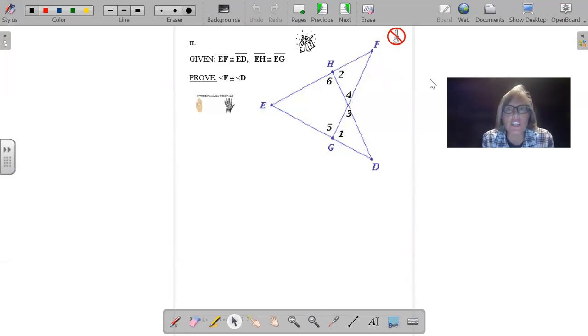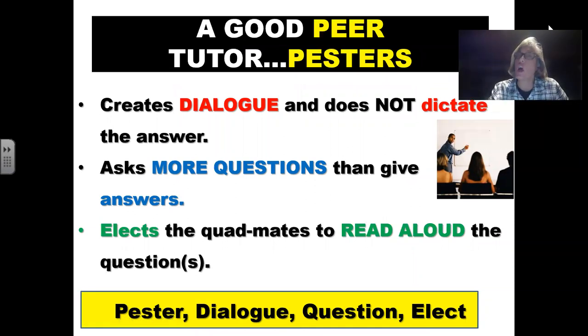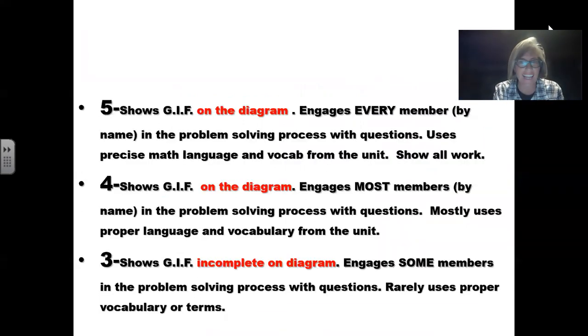Students, this is the peer teach video for problem 2. Take a look. This particular activity as a peer teacher, peer tutor, your job is to create dialogue, not simply dictate an answer. You're supposed to be asking your teammates more questions than answers. You elect the teammates, your quad mates, to read aloud. So your job is to pester, dialogue, question, and elect.